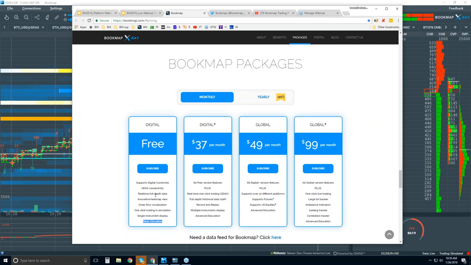But you have limited support. You don't get the advanced education, and you're not able to look at more than one symbol at a time. Okay, but you get a good feel for what Bookmap is.